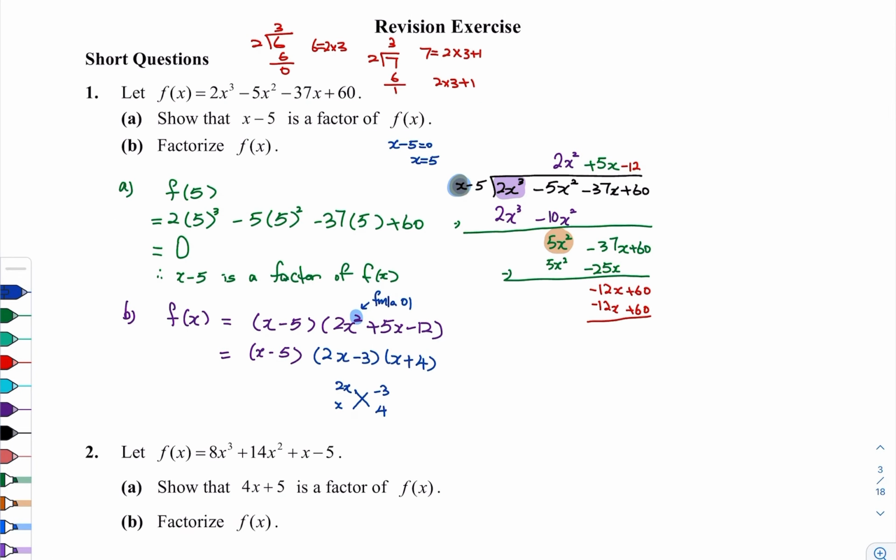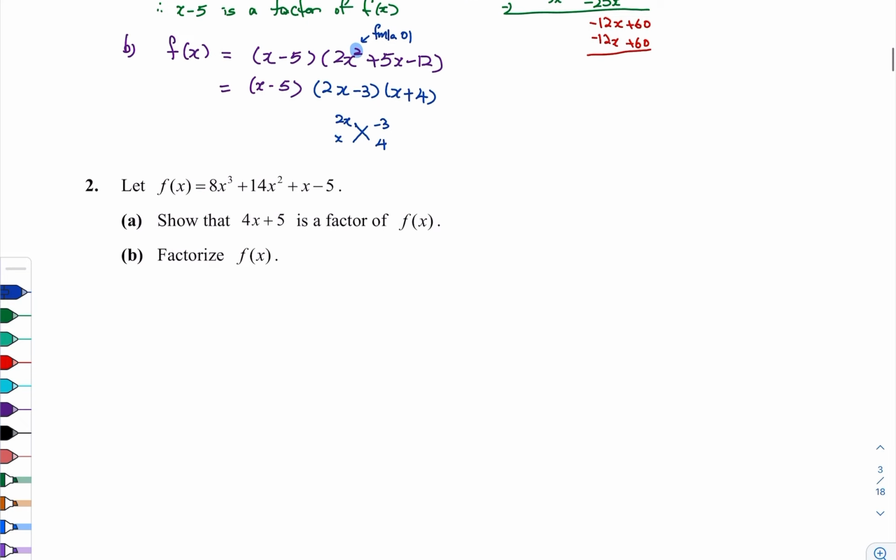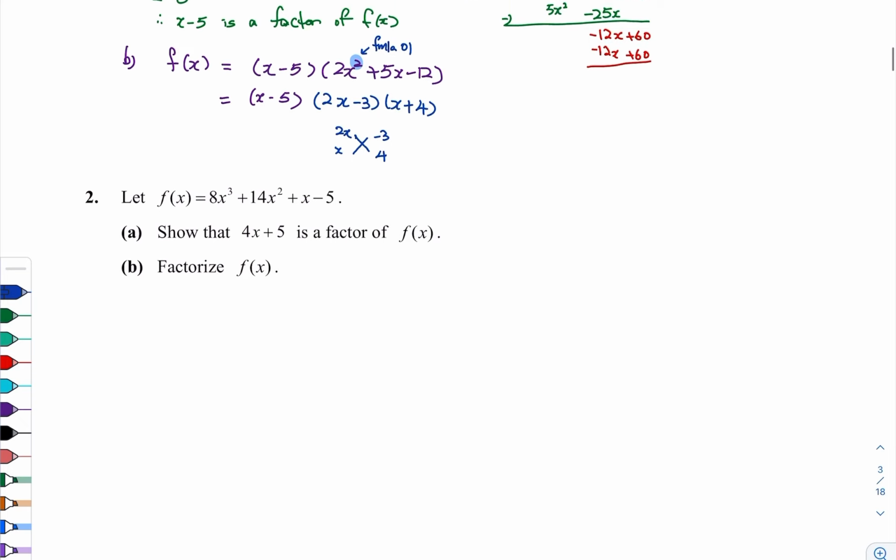Good. If you're okay with this question, we continue. Now again you have to show if something is a factor or not, but before that you need to find out the value of x, right? So 4x plus 5 equals 0.